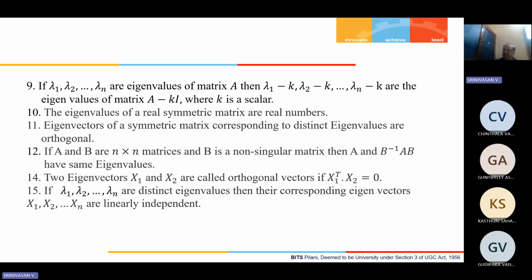An orthogonal matrix is different from orthogonal vectors. When will you say a matrix is an orthogonal matrix? Suppose A is the matrix. When will you call it an orthogonal matrix? If A transpose equals A inverse. When will you call two vectors pairwise orthogonal? Eigenvectors of distinct eigenvalues are pairwise orthogonal.